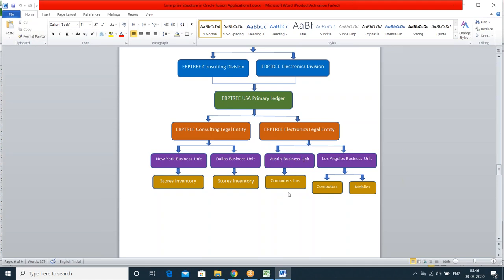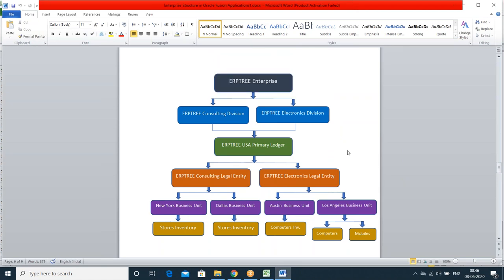In the Austin business, they are into computer sales. I take the inventory as a computer inventory. In the same way, in Los Angeles, say they are dealing with computers and mobiles, and they have two warehouses. That means two inventory organizations we have to create in the system. So this is how we have to create the structure.